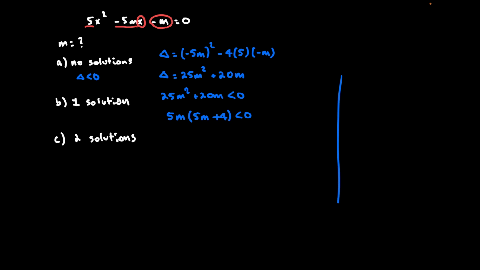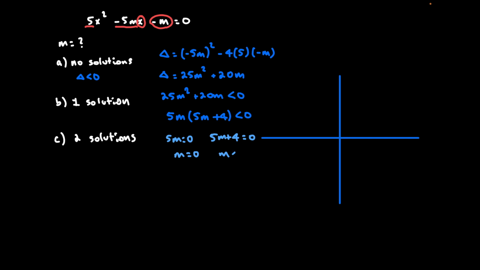So in graphing this quadratic, what I can recognize is we have two x-intercepts. Our x-intercepts are when 5m is equal to 0, so we're using the null factor law. 5m equals 0, in which case m equals 0, and 5m plus 4 equals 0, in which case m is equal to minus 4 over 5. So I'm just going to sketch this out real quick.